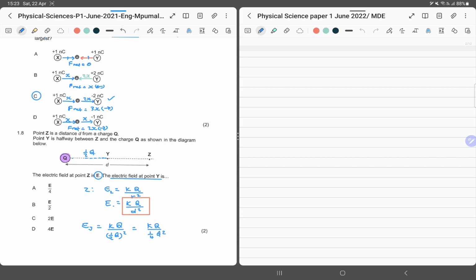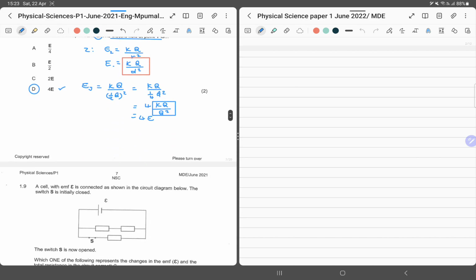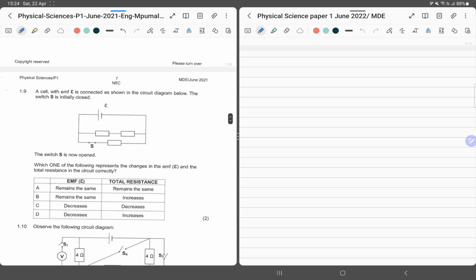d squared. Okay, great. So when you divide by a fraction, it literally flips to multiply in front. It becomes 4kQ over d squared. Okay, so basically what is that? We know that this represents E, so this is the same as 4E, and that is D. So you can't answer this question if you did not perform a little bit of some calculation. Okay, let's move on to 1.9.